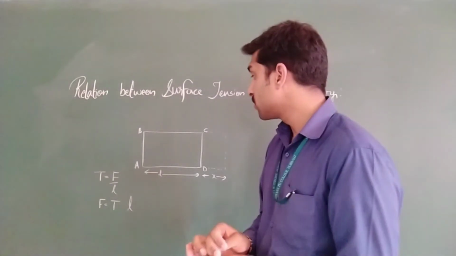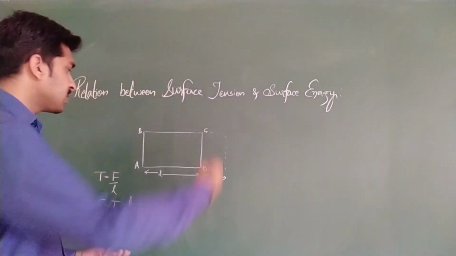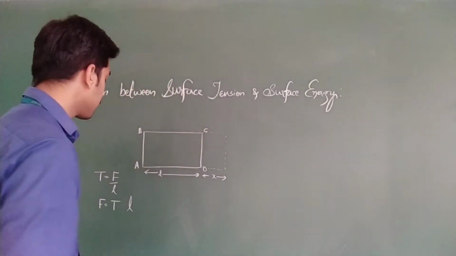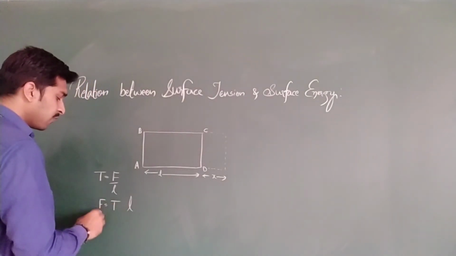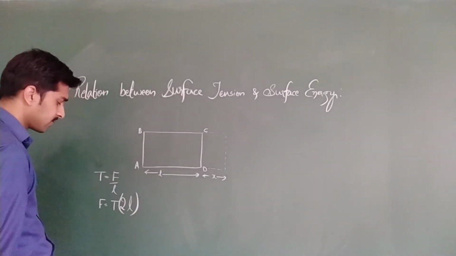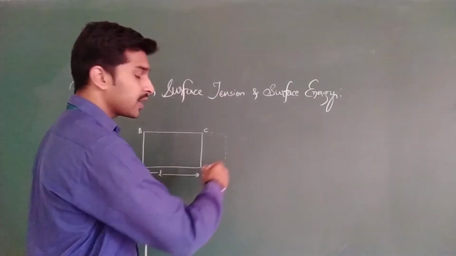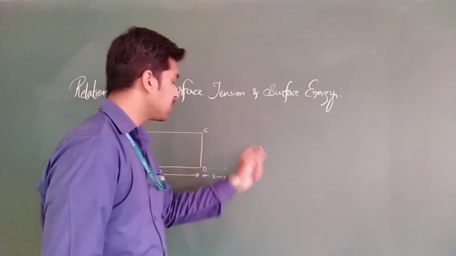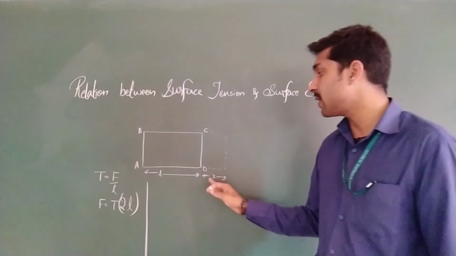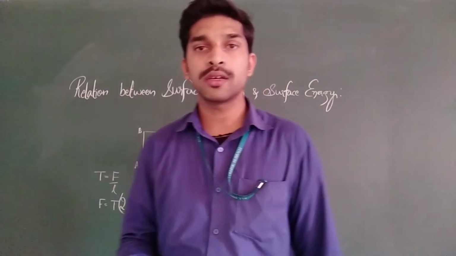Clear? So here, this film has two faces. That means if you dip it and see, one is this side and one more is the back side. So F is equal to T times 2L. Clear? And if we want to bring this complete part CD to the original position, or right side position, by displacing it by a distance x, we are going to do some sort of work on that.